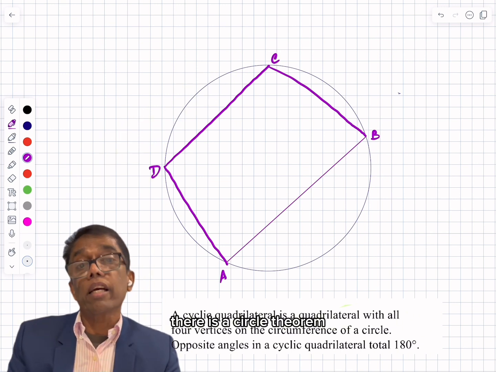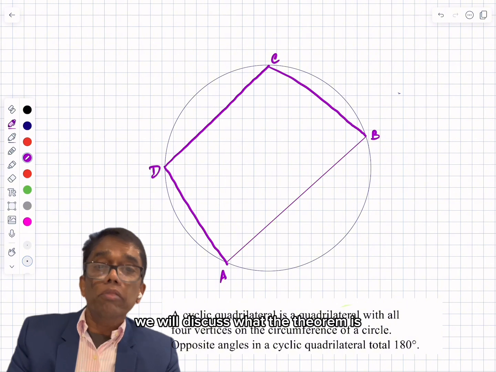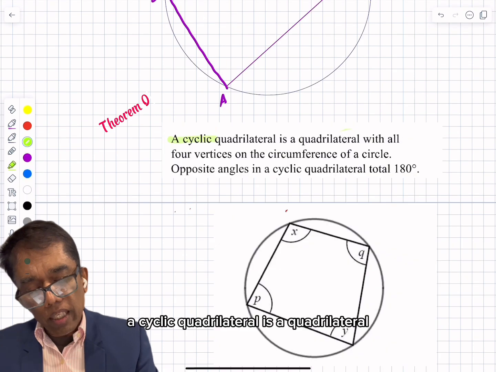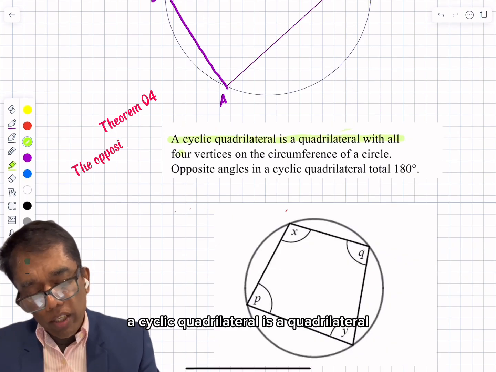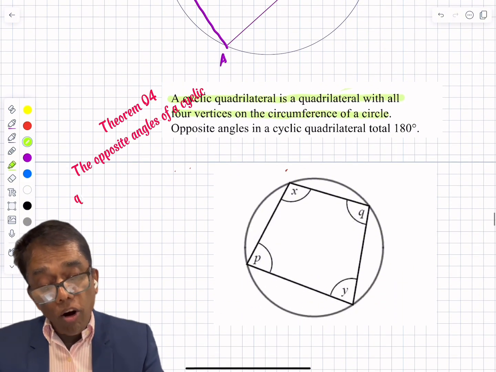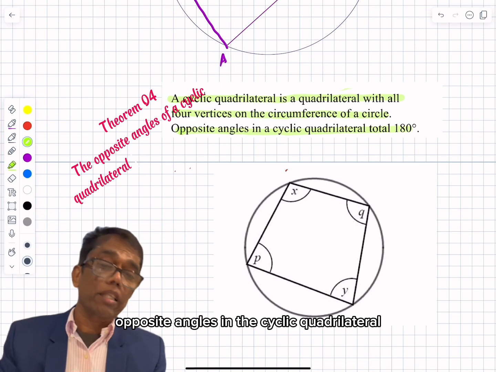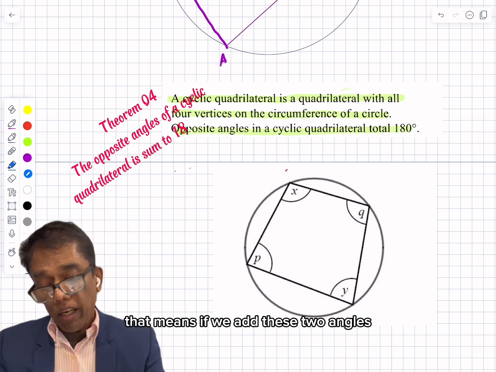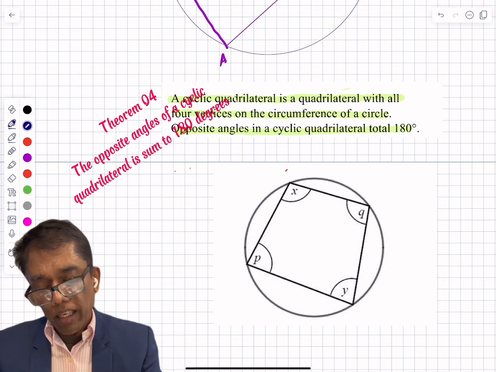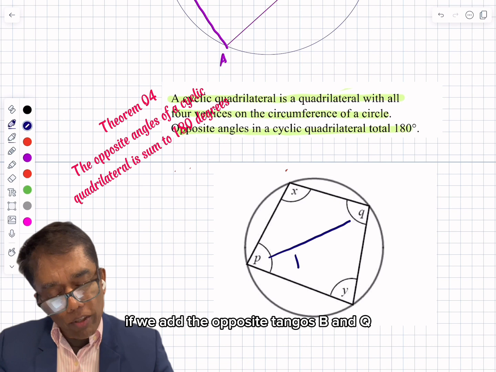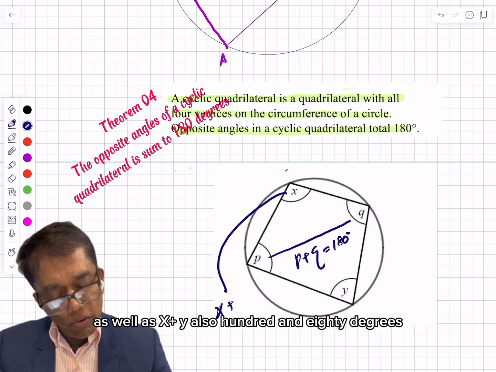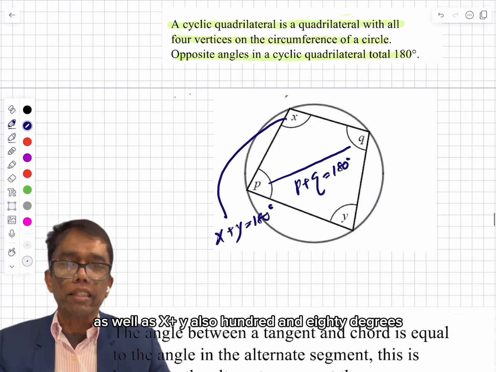There is a circle theorem related to the cyclic quadrilateral. We will discuss what the theorem is. Actually, a cyclic quadrilateral is a quadrilateral with four vertices on the circumference of a circle. Already we discussed that. Opposite angles in a cyclic quadrilateral total 180. That means if we add the opposite angles P and Q, P plus Q is 180 degrees, as well as X plus Y is also 180 degrees.